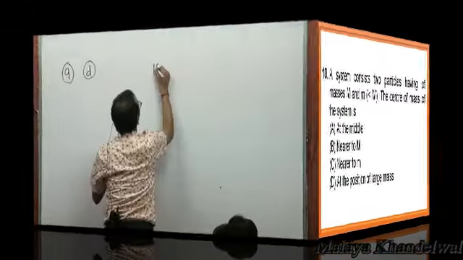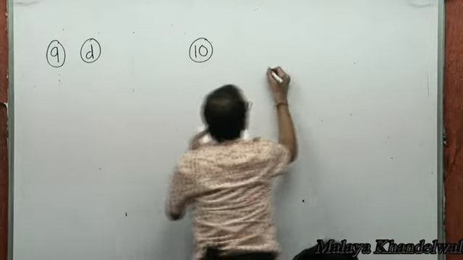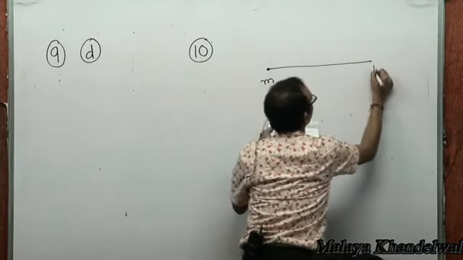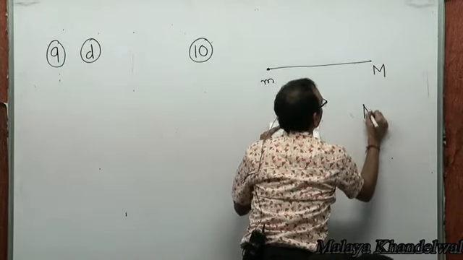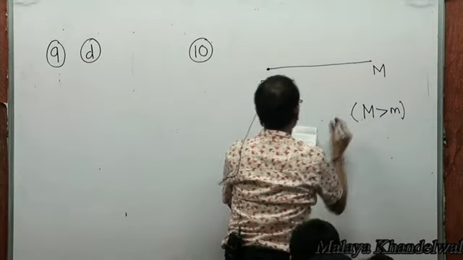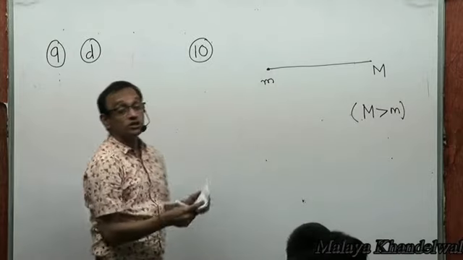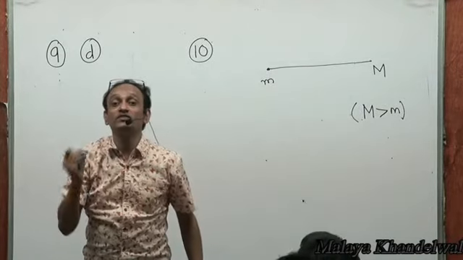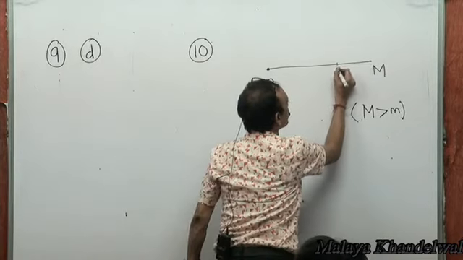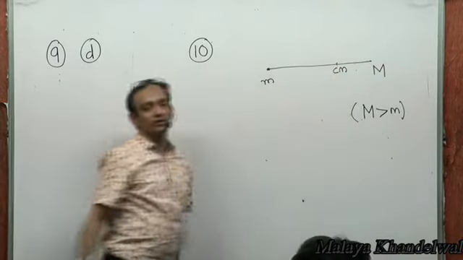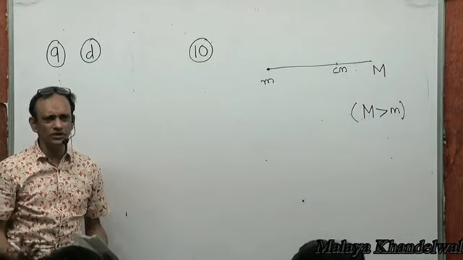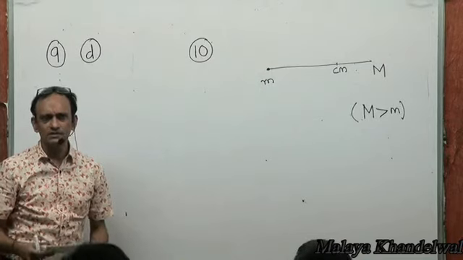10. A system comprises two particles, small m and capital M, where capital M is larger than small m. The center of mass will always be closer to the heavier body. So the center of mass will be here and it will always be closer to the heavier body, right? Again, these must be very ordinary outcomes.